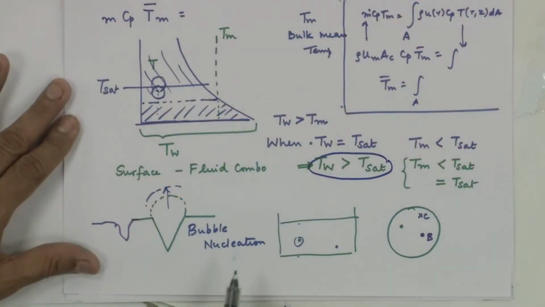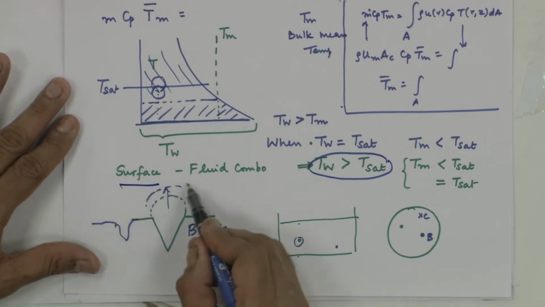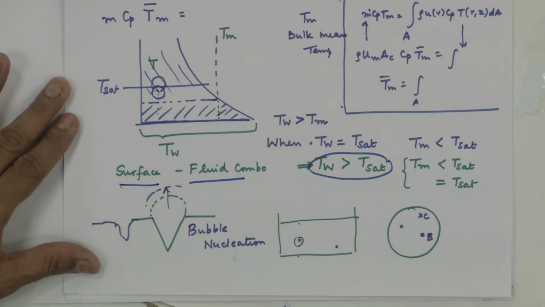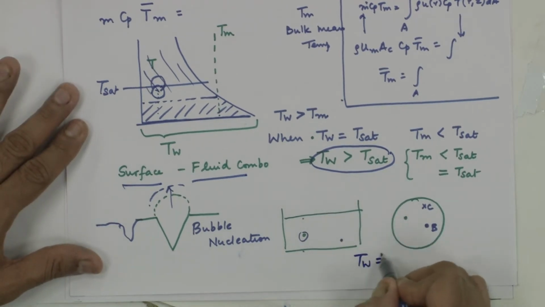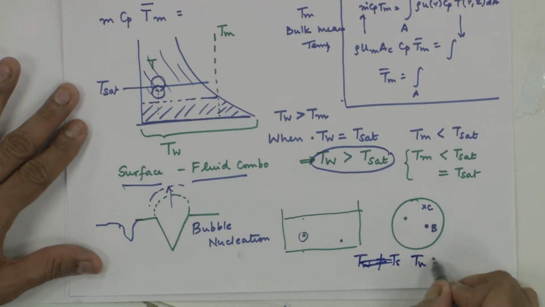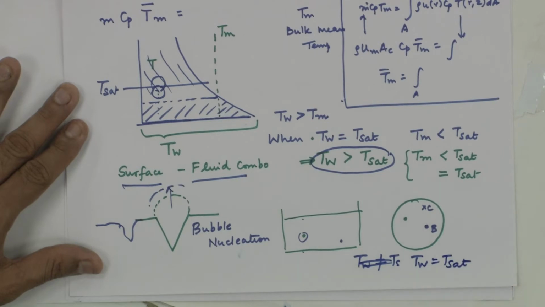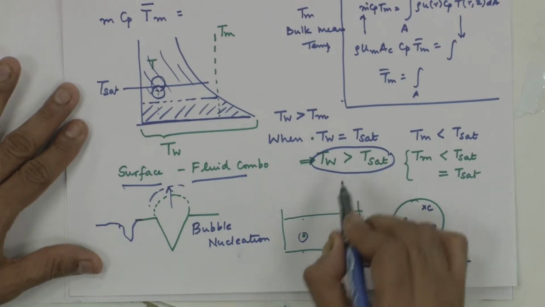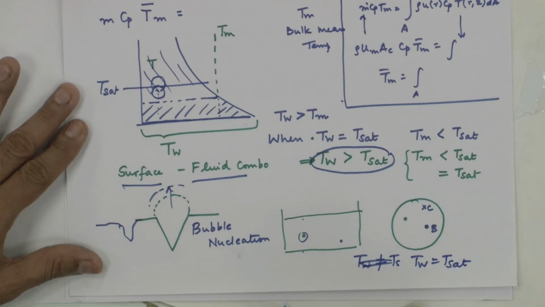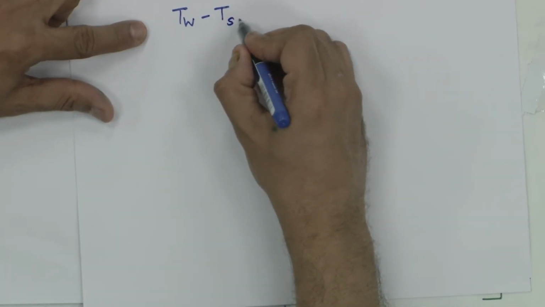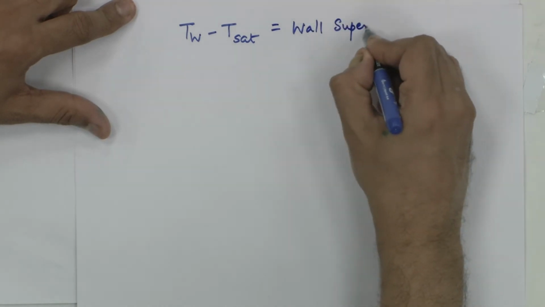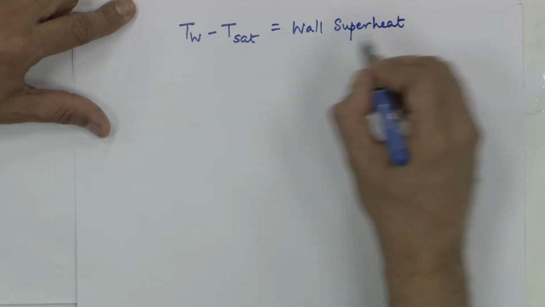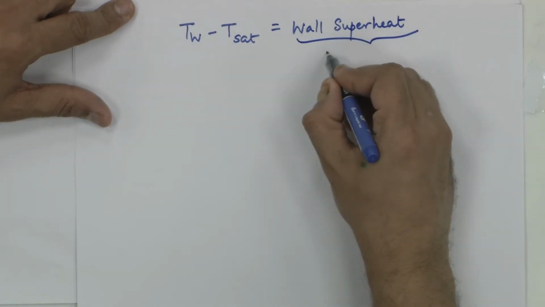How much greater? We don't know. It depends on the surface and fluid combination. It depends on the pressure. It depends on various aspects. It's a very complex phenomenon. But if T wall equals Tsat, there will be no nucleation or boiling. T wall greater than Tsat by a certain amount, that certain amount is called the wall superheat. T wall minus Tsat is the wall superheat that is required for nucleation, that is specific, and this is obtained from empirical correlation.